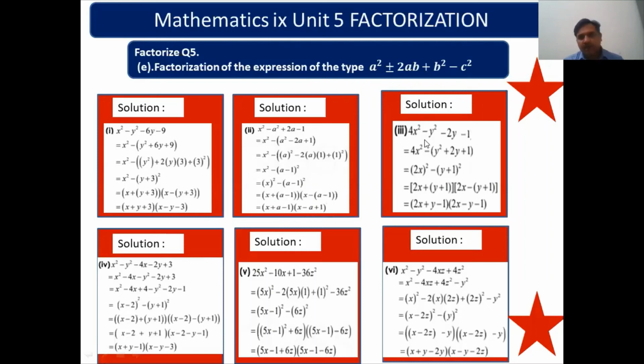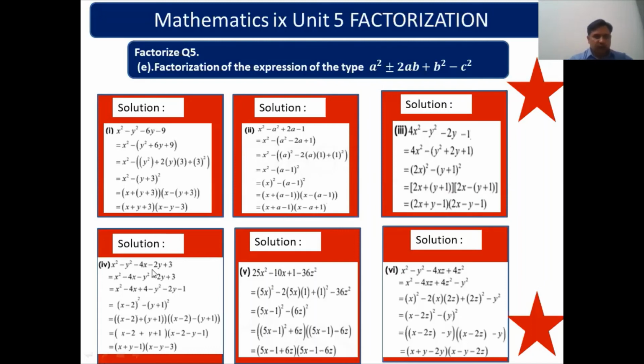Third part, 4x square minus y square minus 2y minus 1. So again we can take minus common from the last three terms. The last three terms within bracket can be written as y plus 1 whole square. So 4x square can be written as 2x whole square. So by utilizing the formula a square minus b square, we have 2x plus y plus 1 and 2x minus y plus 1. So after removing these brackets, we have 2x plus y minus 1, and here 2x minus y minus 1.